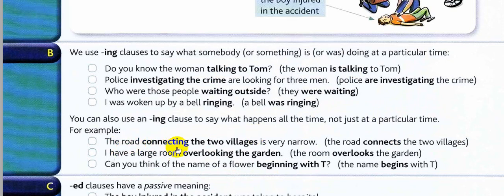The roads connecting the two villages is very narrow.